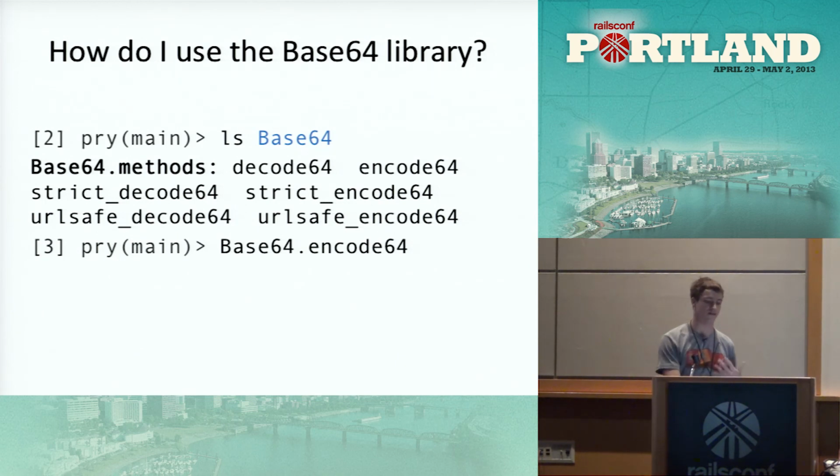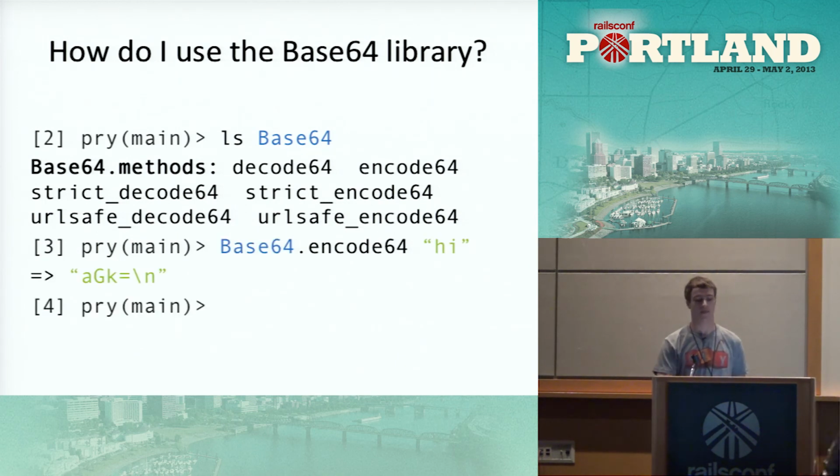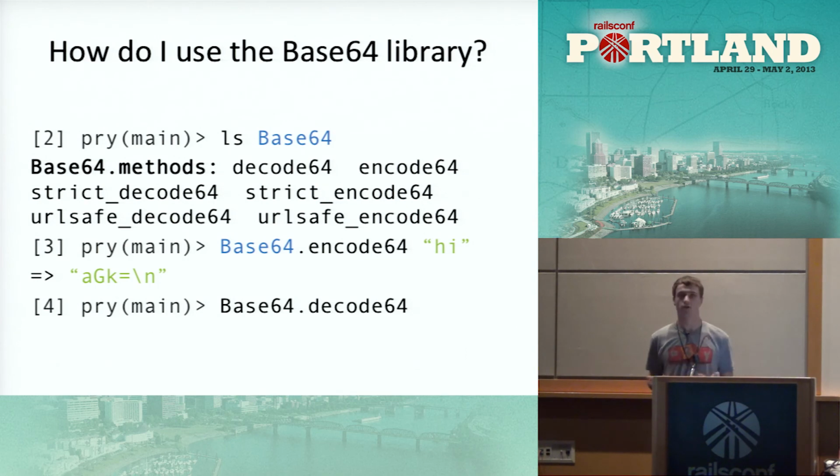So I run base64.encode64 on "hi", and it gives me back something that looks very much like base64, "aGk=\n". And then I want to try doing the opposite. So I can type base64.decode64. Again, I can use tab completion on this. But instead of trying to type out "aGk=\n", I can use underscore.